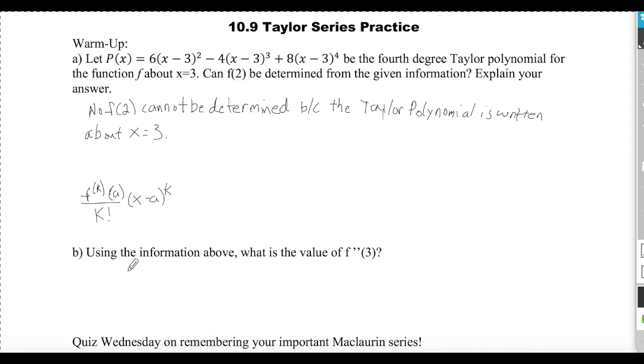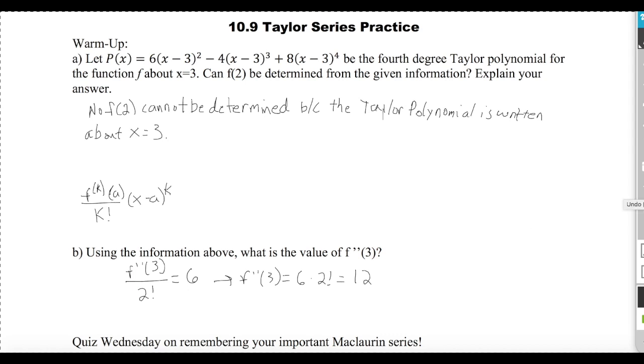So I can say the second derivative of f at 3 over 2 factorial equals the 6 that I'm seeing sit in front there. So what does this mean for us? This means that if I multiply both sides by 2 factorial, I'll get f double prime of 3 equals 6 times 2 factorial. 2 factorial is just 2, so that is 12. F double prime of 3 is 12. Okay?